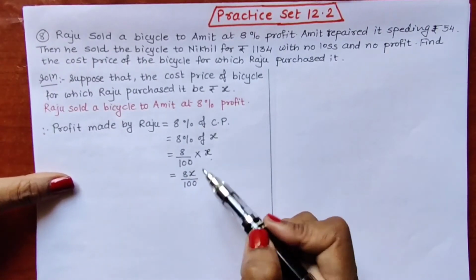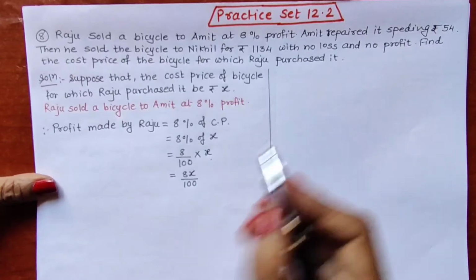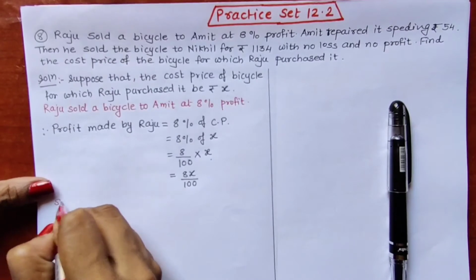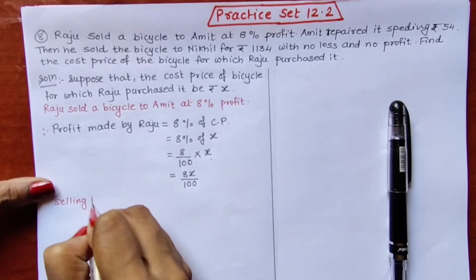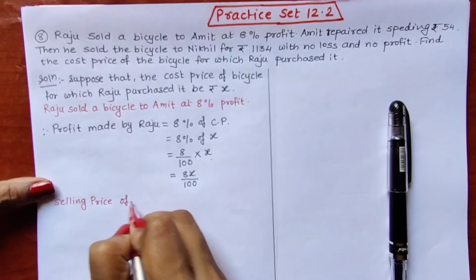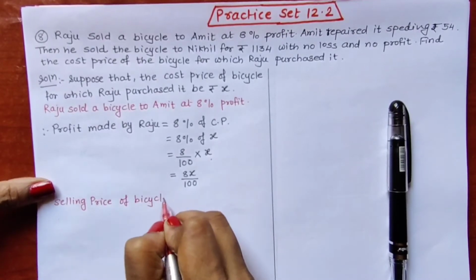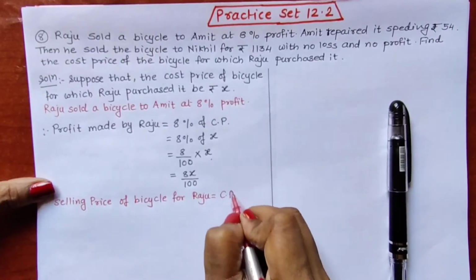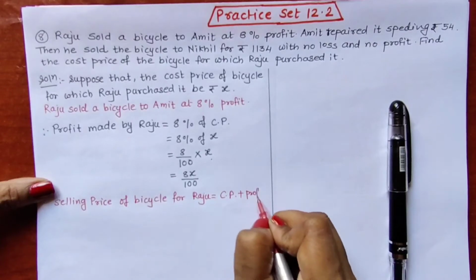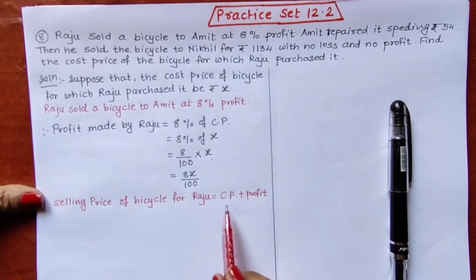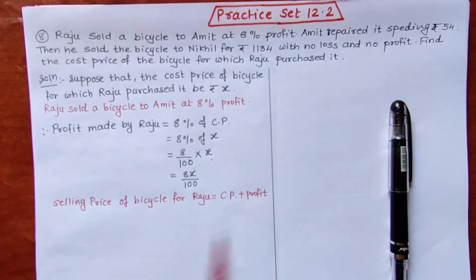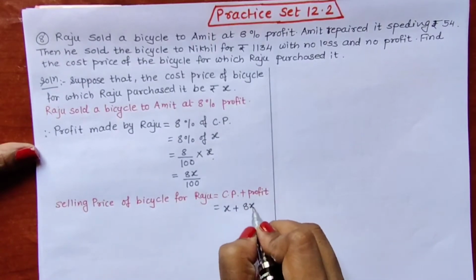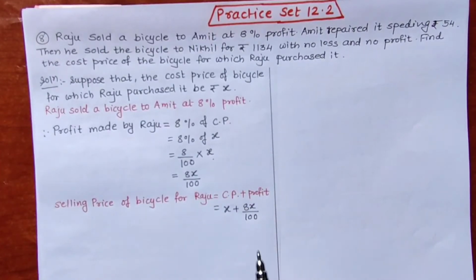Then after making this much profit, he sold it to Amit. So the selling price of the bicycle for Raju is his cost price plus his profit. Correct. So at this price Raju sold the bicycle to Amit. The cost price was rupees X, the profit he made is 8x upon 100. What is x plus 8x upon 100?